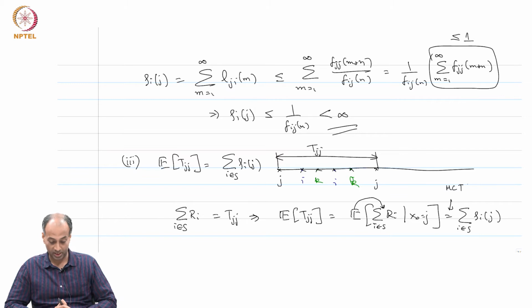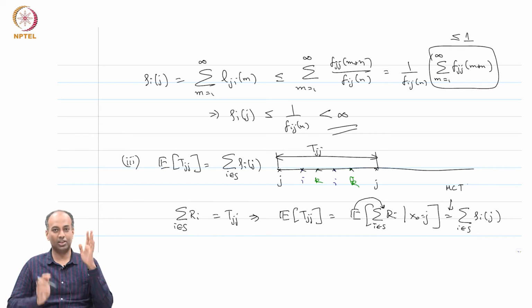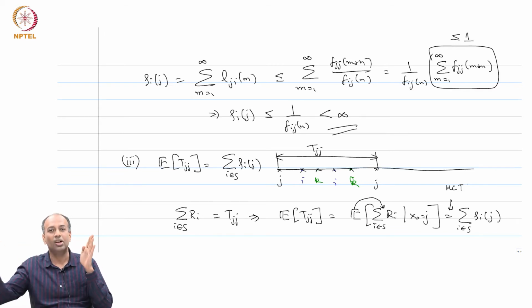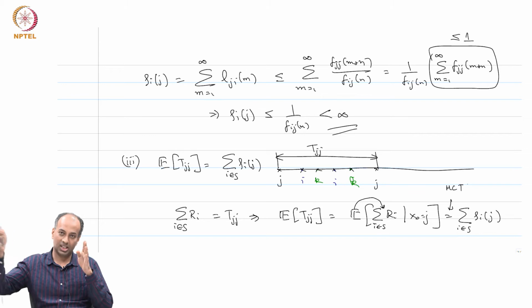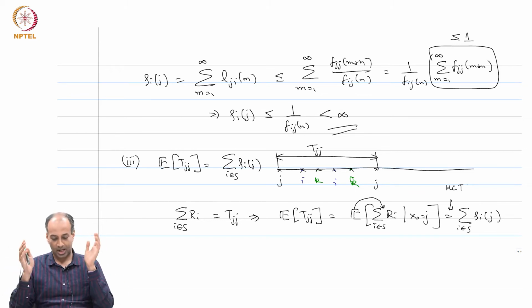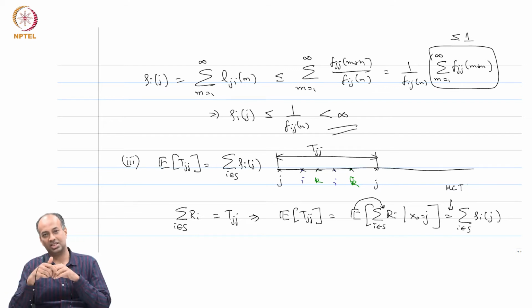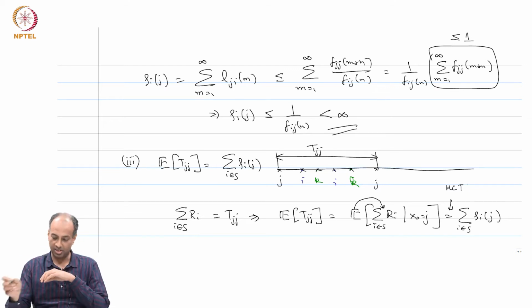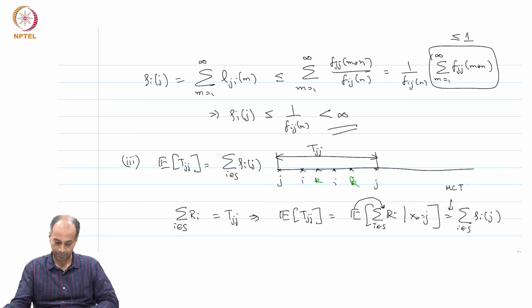So, we are done proving that expected T_jj is equal to the sum over i belonging to S of rho_i of j. Basically the argument is simple. T_jj is the sum of the number of times you are in some state, so T_jj is equal to the sum over R_i, and pushing the expectation inside the sum is justified by the monotone convergence theorem. That is just a technicality. Logically, it is very easy.